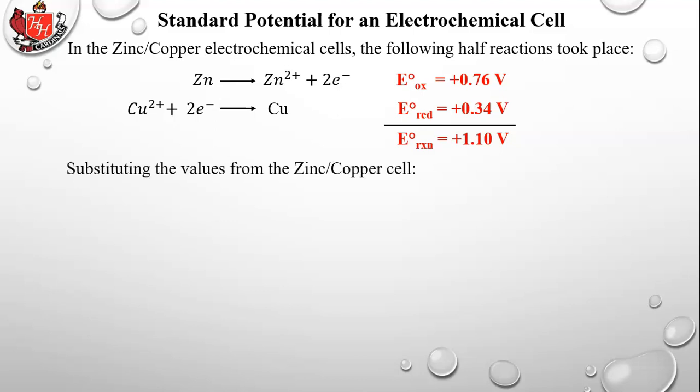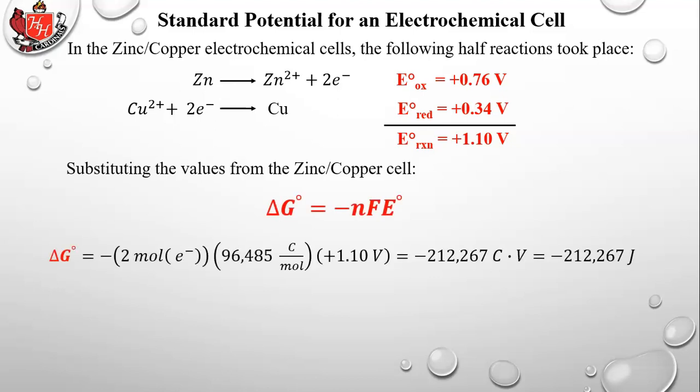Substituting values from the zinc copper cell, we get negative 2 moles of electrons, because that's how many electrons are passed. There you have Faraday's constant, and then you have the standard potential of that reaction, which is 1.1 volts. And when you multiply that all together, you get negative 212,267 coulomb volts, which, we won't go into the unit analysis here, is the equivalent of a joule of energy. So it's negative 212,267 joules of energy. And there, 1 joule is 1 coulomb volt.